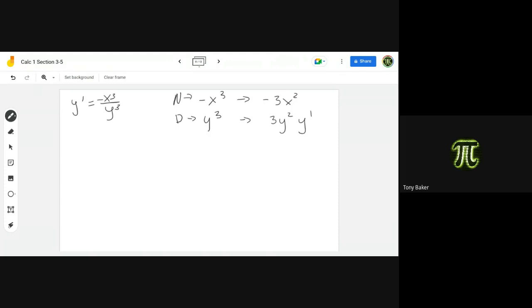Just y double prime. If you take the derivative of y prime, you get the second derivative, y double prime. So do you add one instead of subtracting one? They're not ones. They're primes. Yeah, I know they look like ones. They're not.